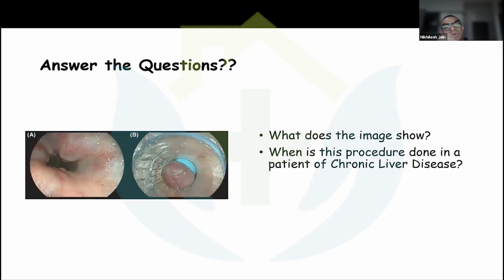This is the last one. Again, this is something that all of you should be able to answer. Endoscopic band ligation. Correct. And what you see in image A is actually a varix. So this is the varix, and this is the band that you can see, blue colored. Okay, so that is finished.